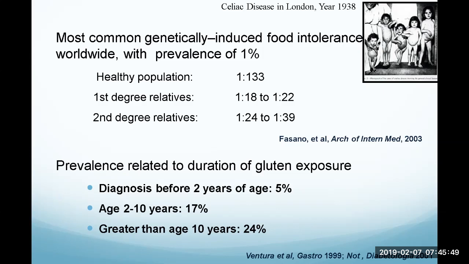But now it is defined as the most common genetically induced food intolerance with a prevalence of 1%. It is around 1 in 133 healthy individuals among the healthy population, and the risk increases in relatives. The risk also increases with age and gluten exposure, and hence not all kids present within the first few years of life.